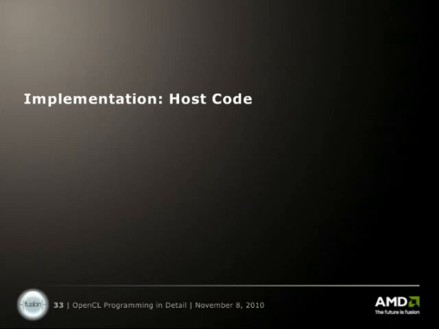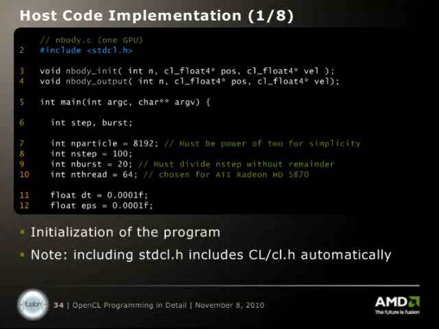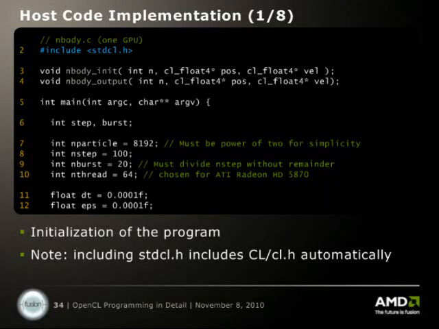Okay, now I want to move on and talk about the host code implementation for this kernel. Here's the beginning. We begin by including standard CL.H, which I should mention also includes CL.H, the standard OpenCL header file. There are prototypes for 2 helper functions, nbody init and nbody output. I'm not really going to discuss these helper functions. They can be as complicated or as simple as a programmer may wish to make them, and they are just handled on the host side, simple bookkeeping and I/O issues.